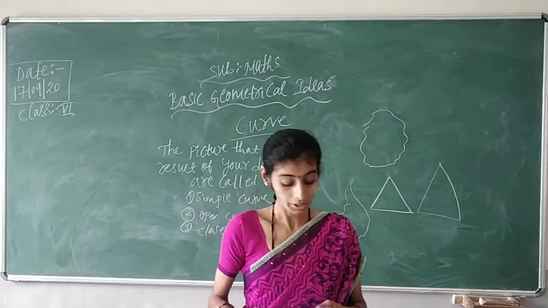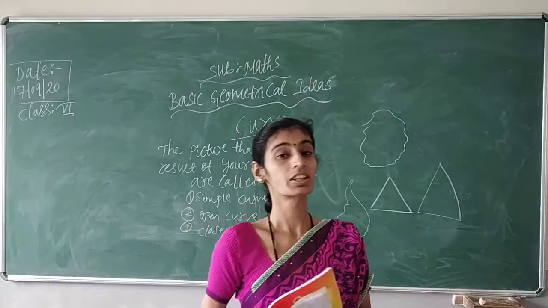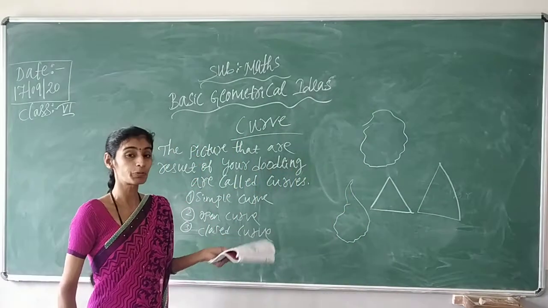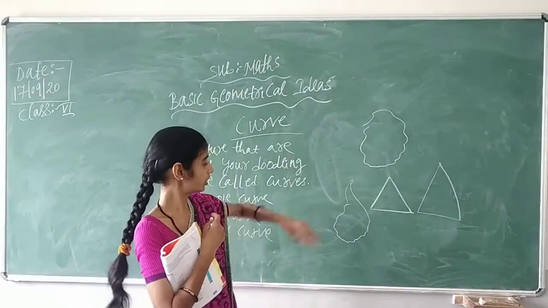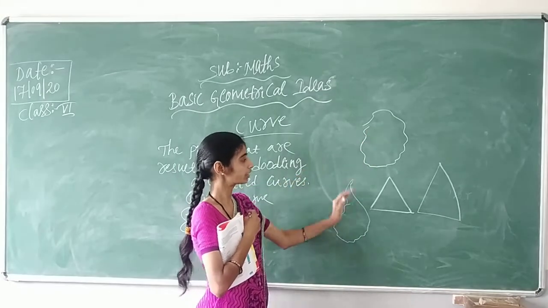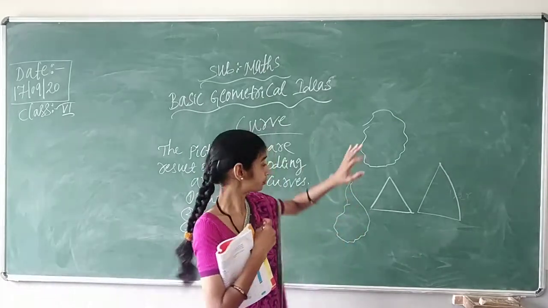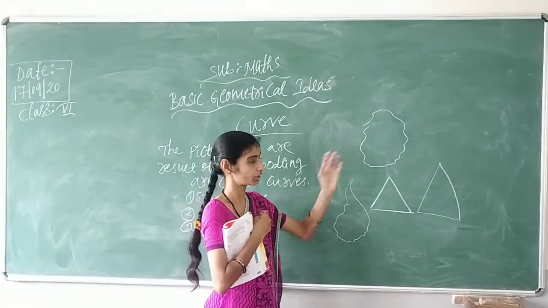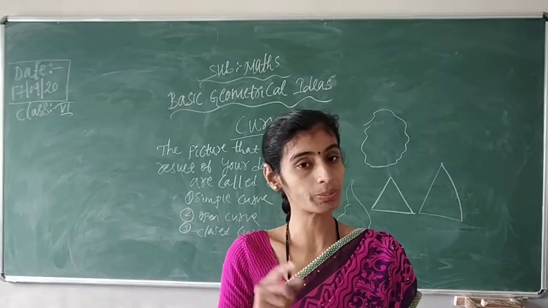Then next, curve in everyday usage means not straight. So in general, we can say the lines which are not straight, the figures which are not straight, we call them a curve. So in these two figures, can you see any straight lines, children? No. Then we can say that these are curves. In general, the figures which do not have a straight line, we call them a curve.